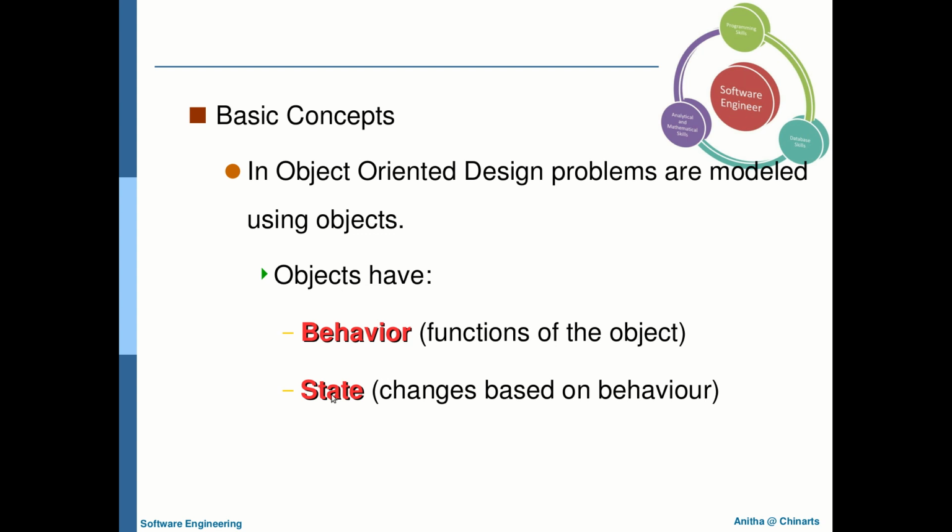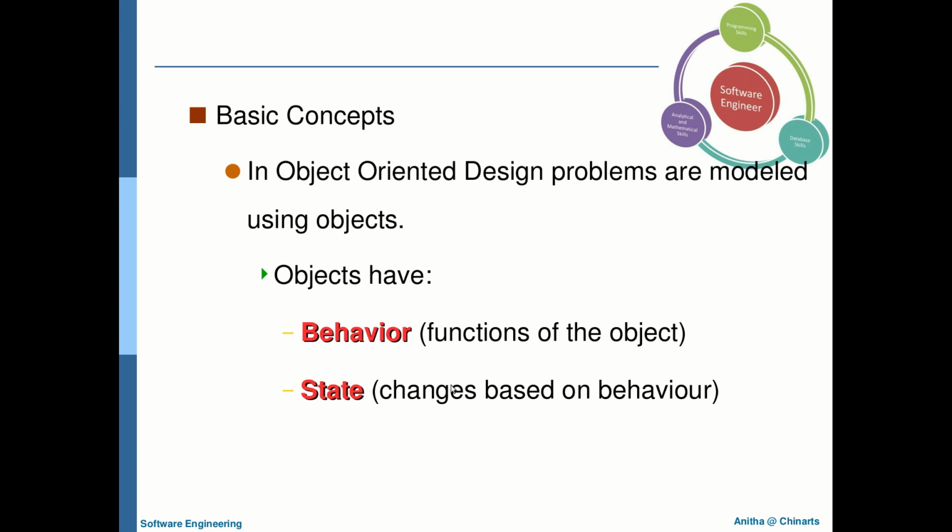So states will be changing based on the behavior. When you perform a particular function, the state of the object will be changed. Say for example, if you have a candidate information, the function that can be applied on the candidate information is the admission process. Once you have applied the admission process, the state of the candidate will be changed to a student.